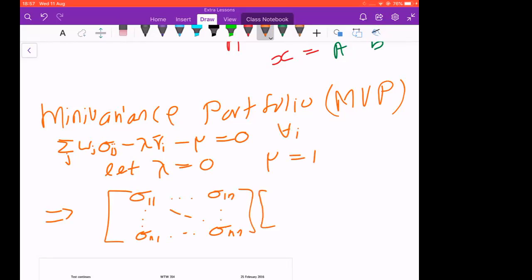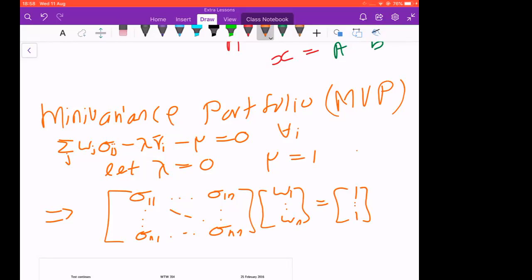Your weights, j equals 1 all the way to n, are going to equal 1 up to 1. This whole column is going to equal 1. So this is how you find your minimum variance portfolio.